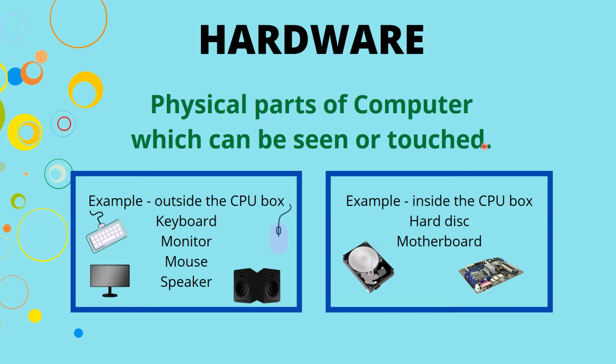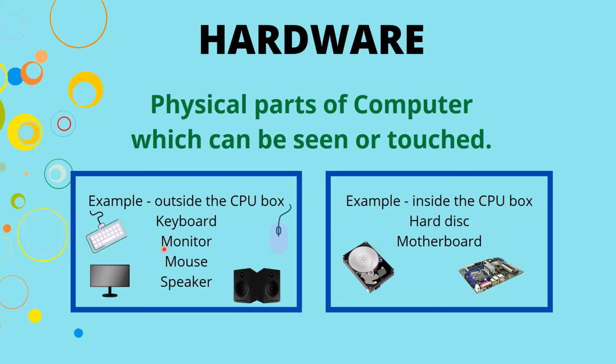There are many examples of hardware such as keyboard, monitor, mouse, speaker, hard disk, motherboard and many more. Out of all these hardwares, there are two categories. One is outside the CPU box, second is inside the CPU box.